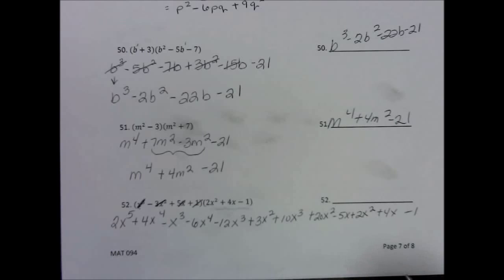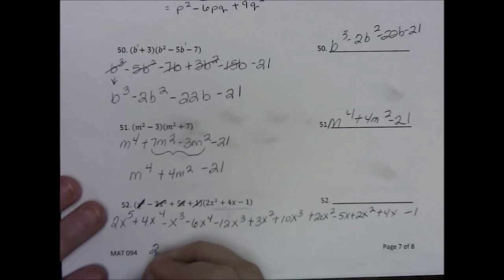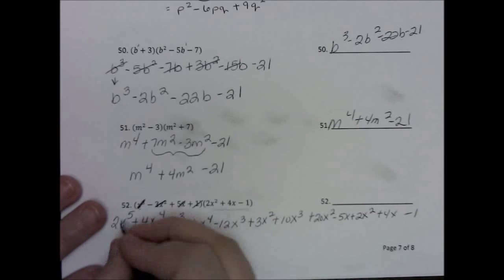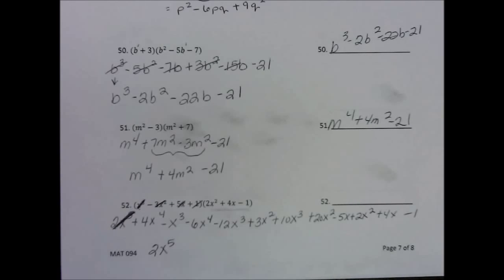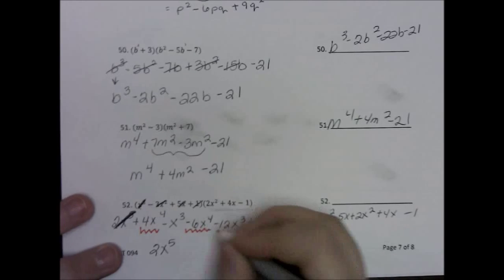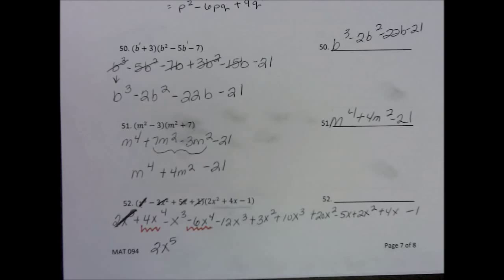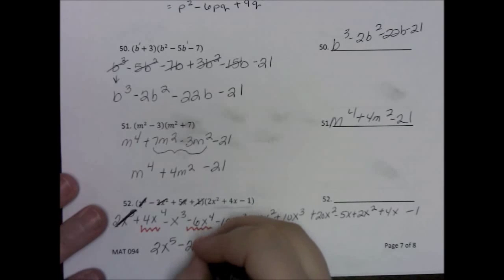Now we have to combine our like terms. Well, I only have 1 2x to the 5th, so I'm going to go ahead and cross that out. And then I've got a 4x to the 4th and a negative 6x to the 4th. Well, 4 minus 6 is negative 2, so that would be negative 2x to the 4th.